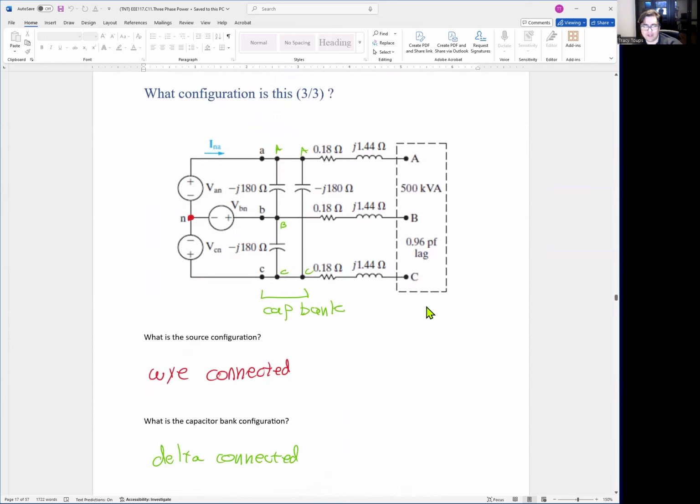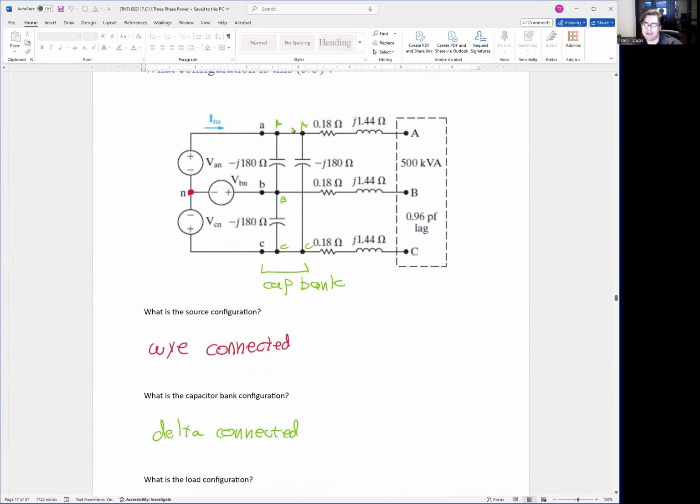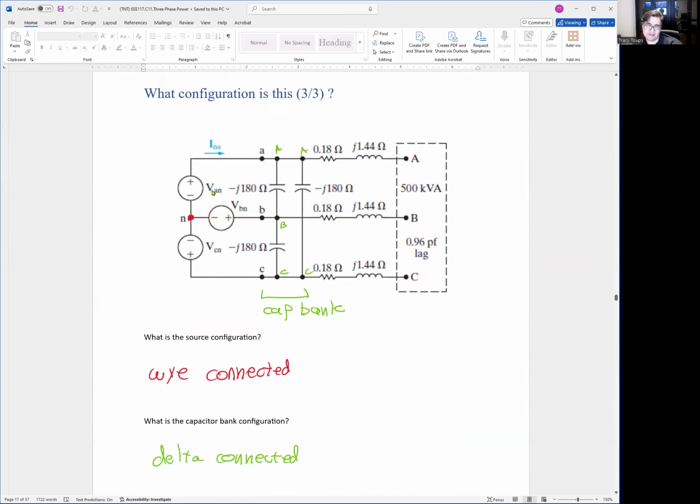What about this one? Now we're getting a little more complicated. We're adding things in the middle. So we have three things this time. We have VA, VB, VC, so we have a source. We have a capacitor bank in the middle. And then we have a load. First off, let's look at the source. Again, a telltale sign, there's a neutral right here, so this must be a Y-connected source. Now look at the cap bank. Which one is this? It's a little hard to see, but look at the capacitor.